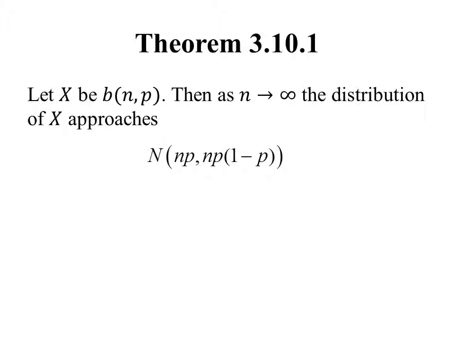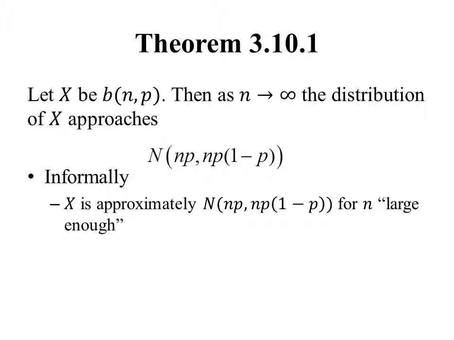So the central result of this section is theorem 3.10.1, which says let X be binomially distributed with parameters n and p. Then as n approaches infinity, the distribution of X approaches a normal distribution with mean np and variance np times (1 minus p). This is a result somewhat similar to the central limit theorem. Informally, this theorem is saying that X, this binomially distributed random variable, is approximately normally distributed with this mean and this variance for n, quote-unquote, large enough.